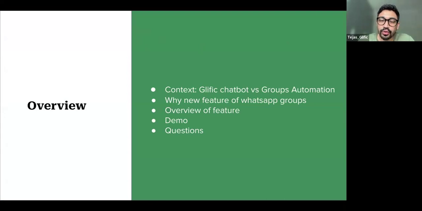This is what I'll take you through. First, setting the context: what is the Glific chatbot versus what is this groups automation, and what's the difference between the two? Why are we sharing this as a new feature? Then we'll go into why we felt there was a need to bring something like this to the platform. I will give an overview of what we can do with this feature. Then we'll have a demo where we'll ask you all to join two WhatsApp groups and show you what it's like to do those actions from the back end of Glific, and then we can take up any questions.